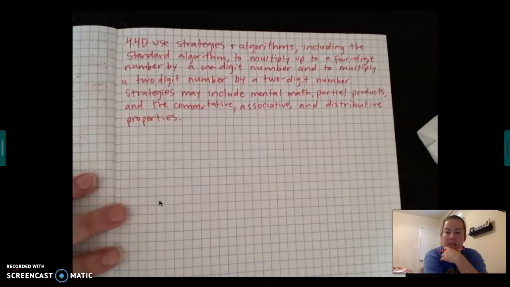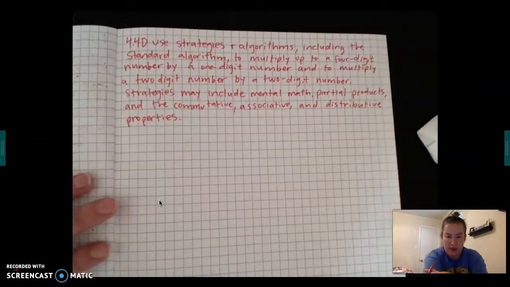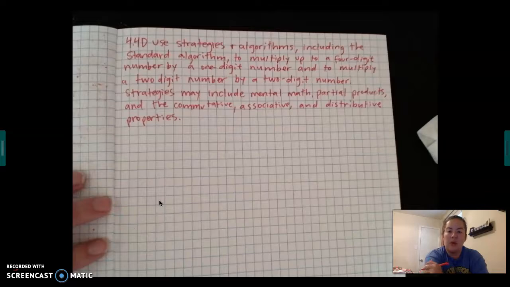So it says it's 4.4D, and it says that you will be able to use strategies and algorithms, including the standard algorithm, to multiply up to a 4-digit number by a 1-digit number, and to multiply a 2-digit number by a 2-digit number. The strategies may include mental math, partial products, and the commutative, associative, and distributive properties. That's a lot of information. Don't worry, we're not covering this all today.